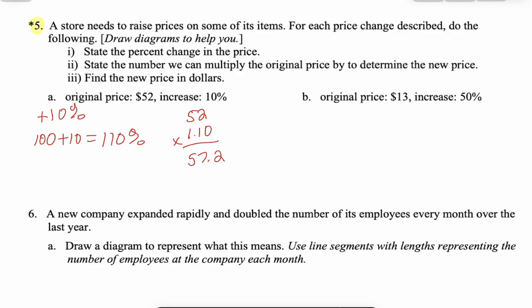And we wouldn't leave it at 57.2 for monetary purposes. You always want to show 2 decimal places for money. And so that would be $57.20. And it makes sense. 10% of 52 is $5.20. $5.20 added on to 52 is $57.20. And you can do that. You can calculate the 10% and then add it on.